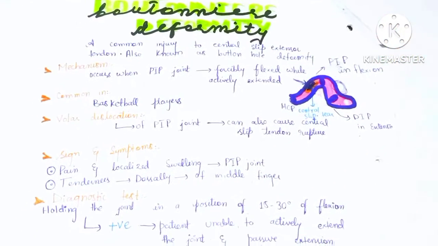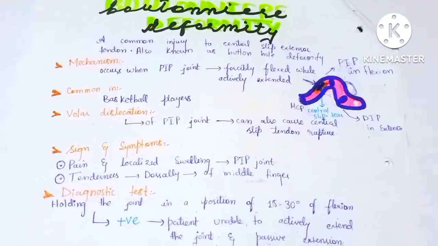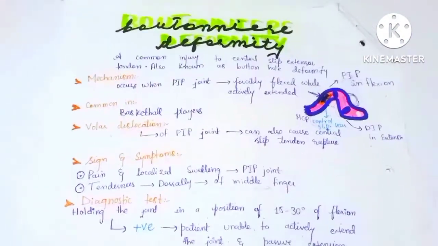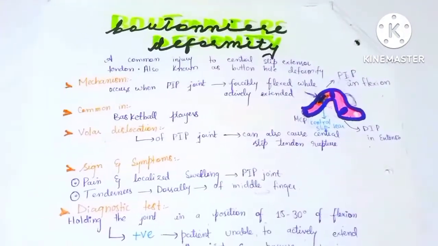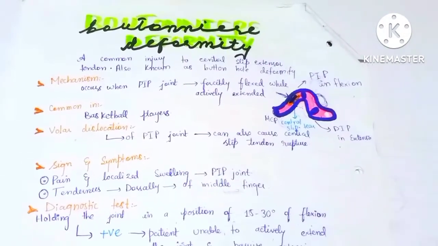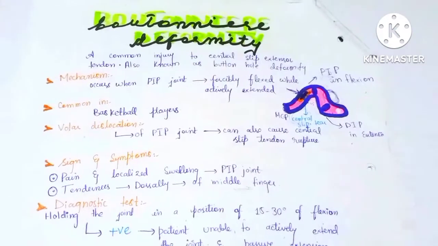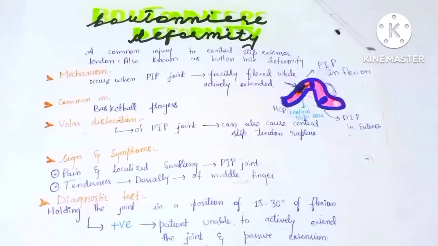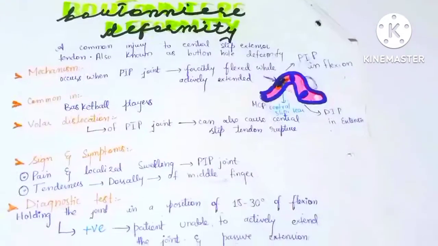Everyone, I'm back with another video lecture, and today we are going to discuss the Boutonniere deformity. Boutonniere deformity is basically a common injury to the central slip extensor tendon. It is also known as buttonhole deformity because of its appearance.